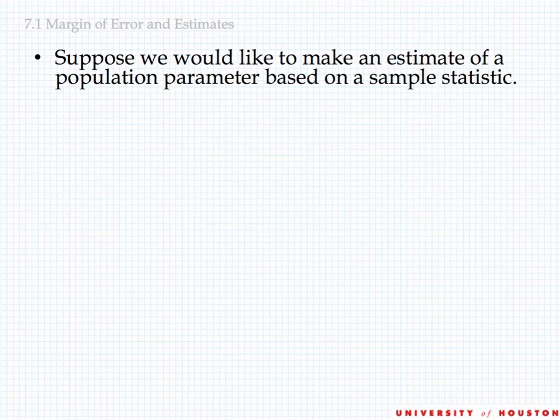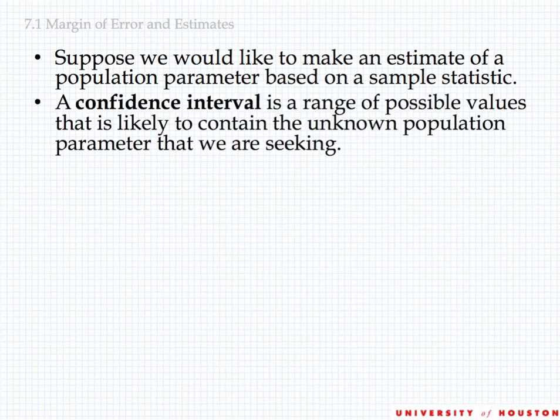Suppose we'd like to make an estimate of a population parameter based on a sample statistic. A confidence interval gives us a range of possible values that is likely to contain the unknown population parameter that we are seeking.